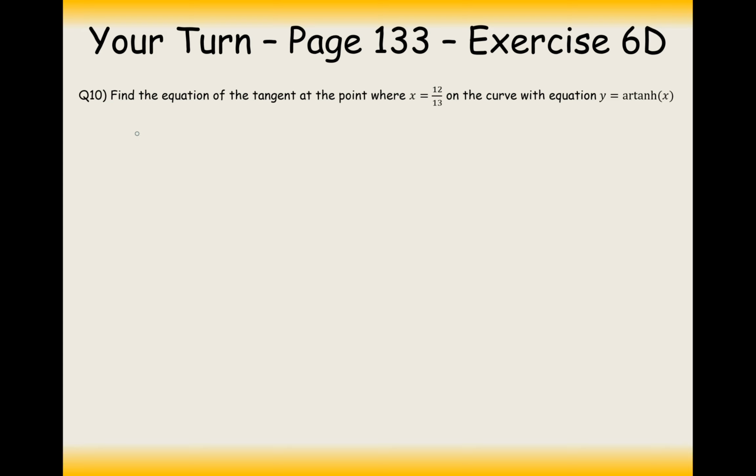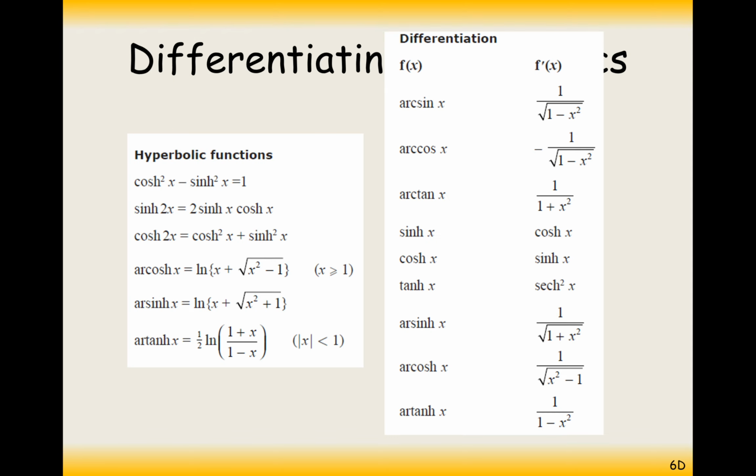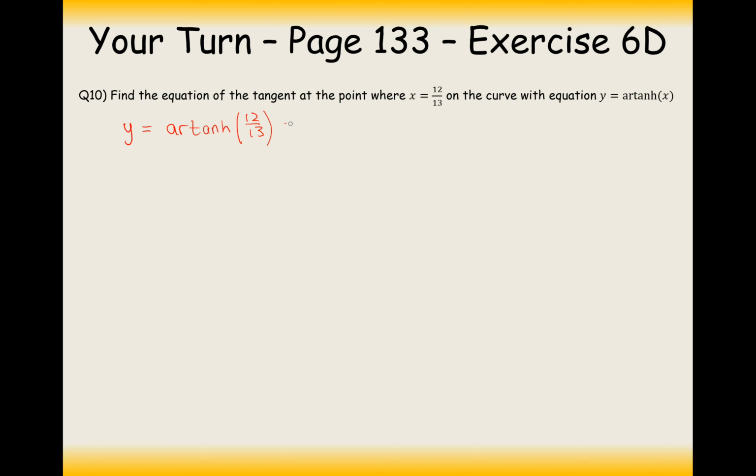Okay, so let's get started on this question then. If we want to find a tangent, at some point we're going to need to know what the y value is. So the first thing we'll do then is put x equals 12 over 13 into artanh. So we're going to get y equals artanh 12 over 13. Now what I do need a reminder of is what the artanh identity is. It's a half ln of 1 plus x over 1 minus x. So that's going to equal a half ln of 1 plus 12 over 13 over 1 minus 12 over 13.